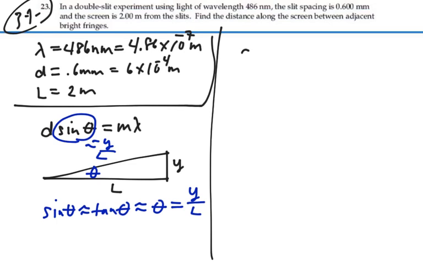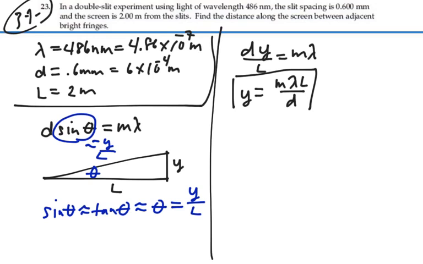So we have that d times y divided by L is equal to m lambda. Or I could write that y is equal to m lambda L divided by d. That would give me the location of the bright fringes on the screen. But I want to find the distance between adjacent bright fringes. So I want delta y.